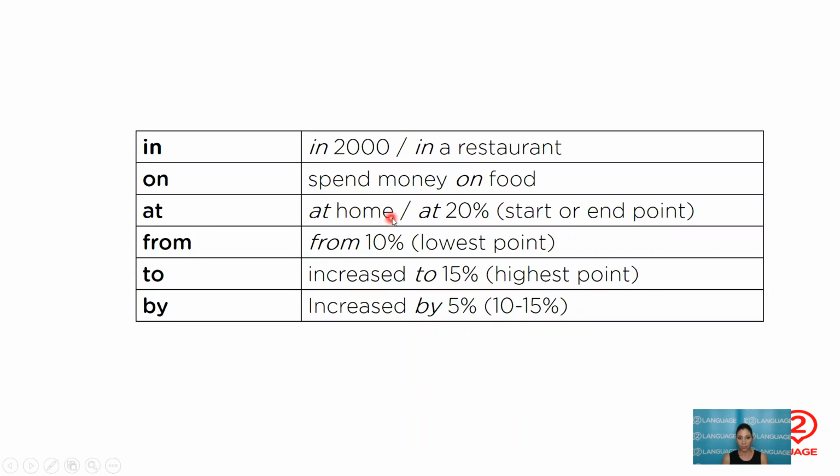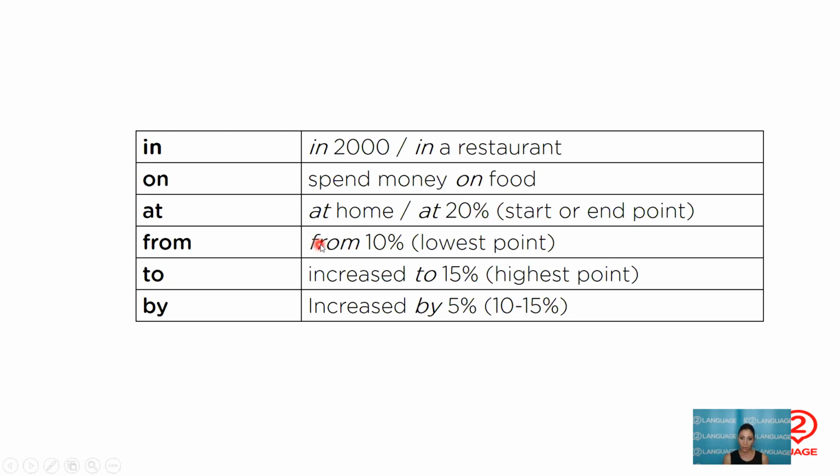At, so although home is a place, like in a restaurant, we don't say in home. We always say at home. At and home always go together. We also say at 20%. This means the start point or the end point. So the percentage started at 20% and finished at 20%.